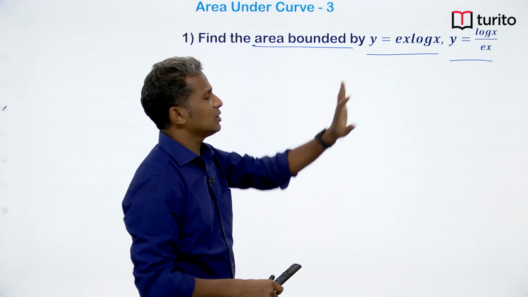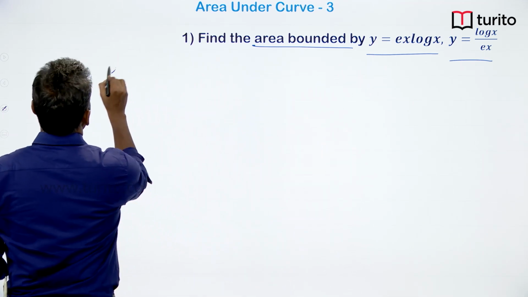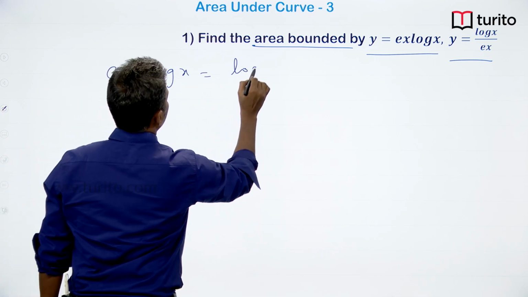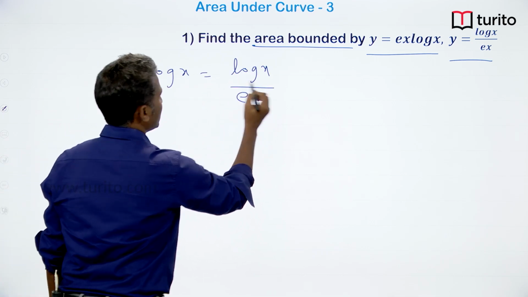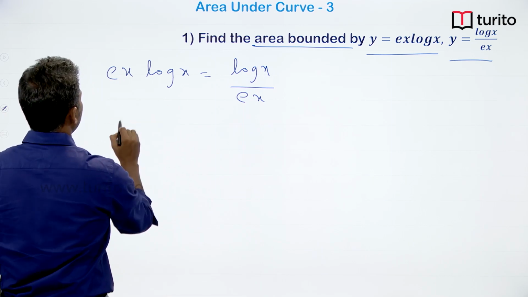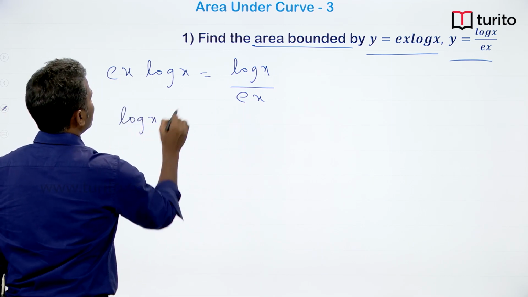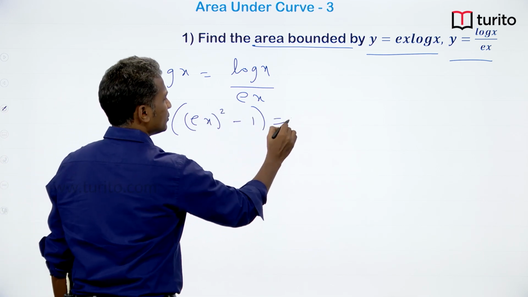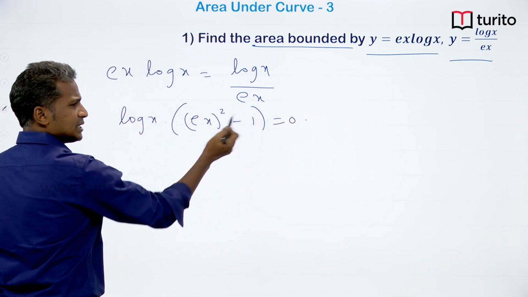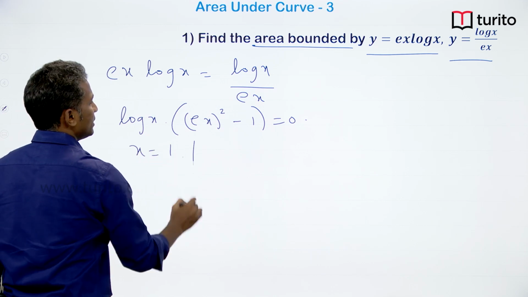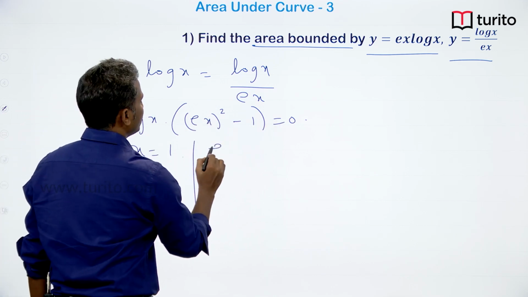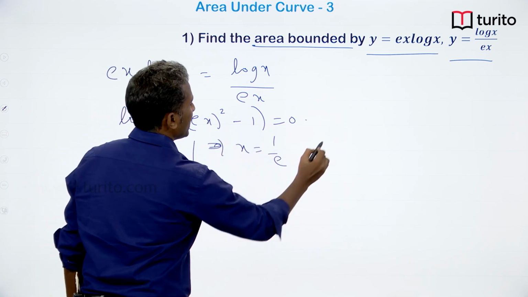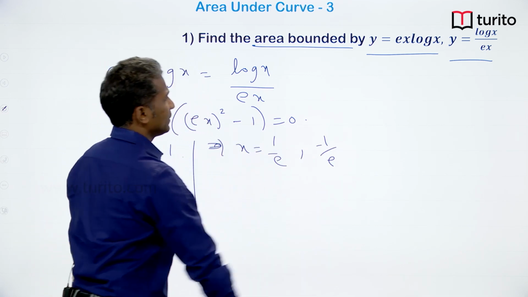So I will try to solve them directly. Now when I equate both and try to solve it, what do I get? I get an equation like this. So here definitely log x is common and the other factor will be e^x whole square minus 1 equal to 0. So log x equal to 0 will give us x equal to 1 and the next factor will give us x equal to 1 by e and minus 1 by e.